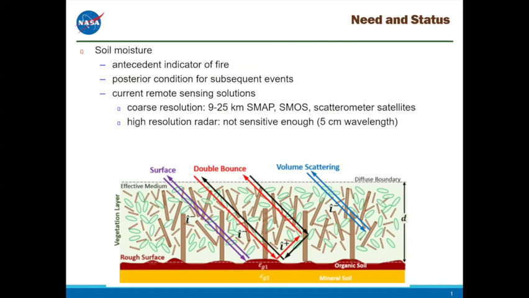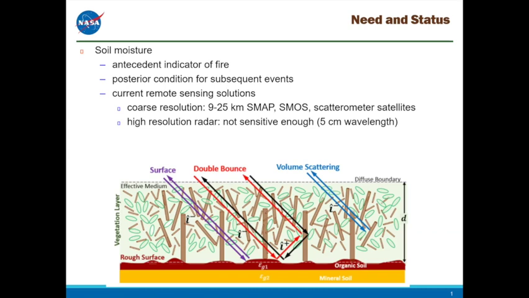So from my view, soil moisture in the forestry is an antecedent indicator of fire. We all know that. And also it's a posterior condition for subsequent disaster, like the landslide. But currently, as mentioned in the previous talk, remote sensing solutions are quite limited. The resolution is about 9 kilometer, 20 kilometer. And there are high resolution radars like Sentinel, but they are not sensitive enough of soil moisture.